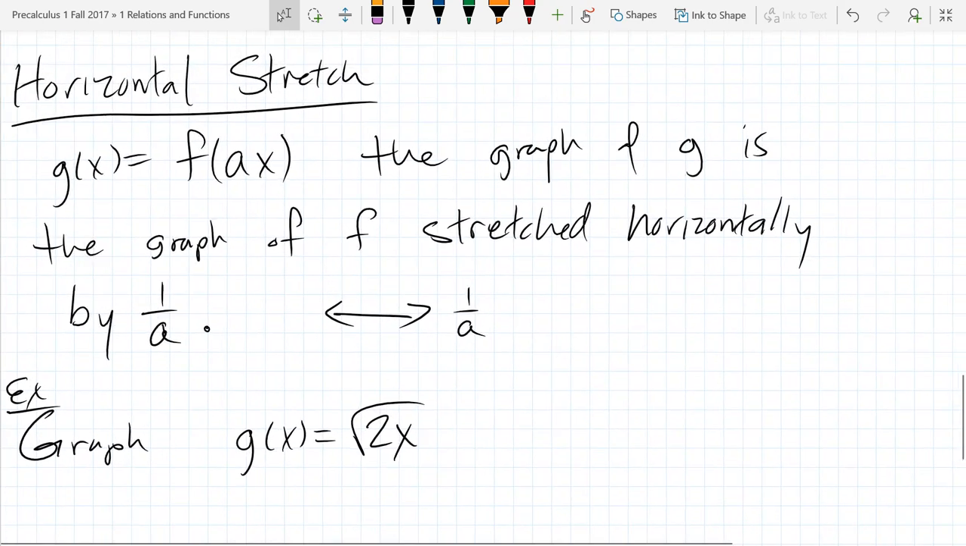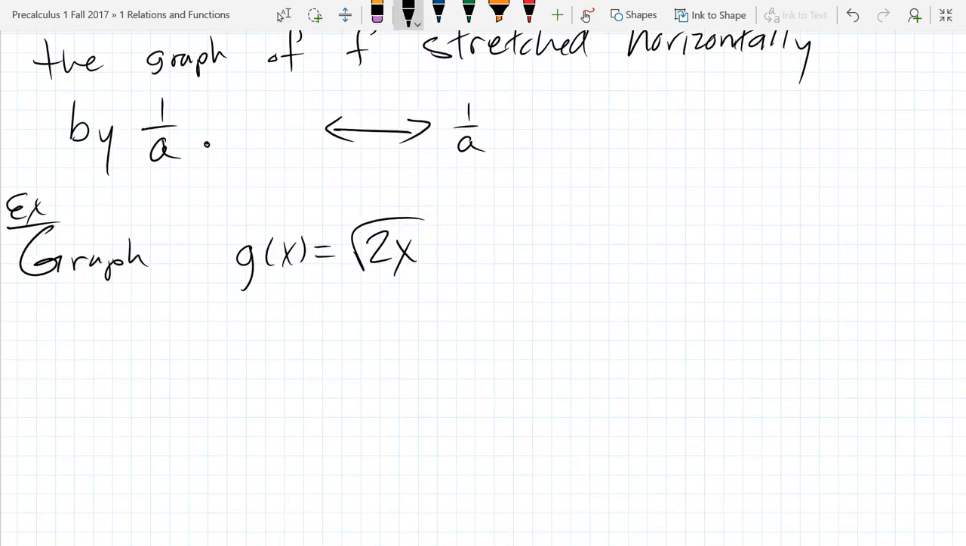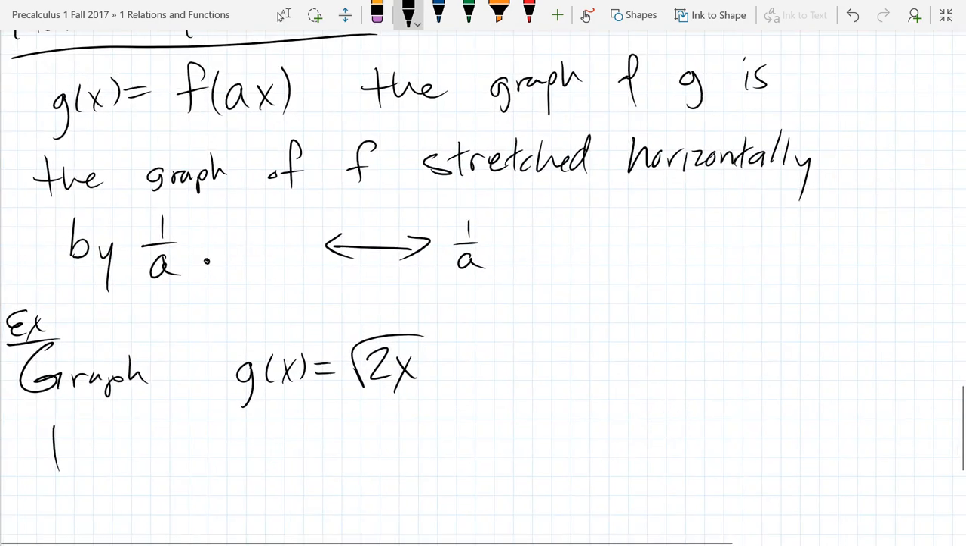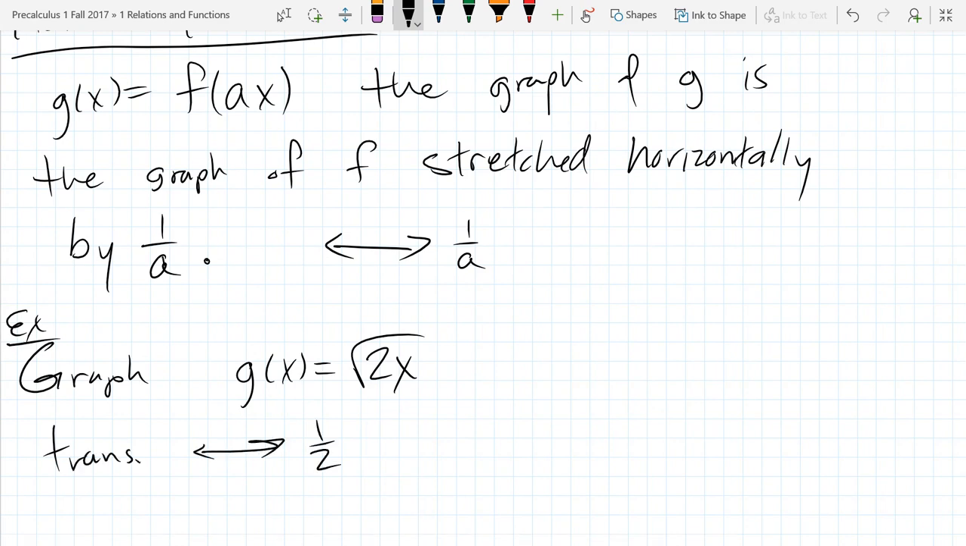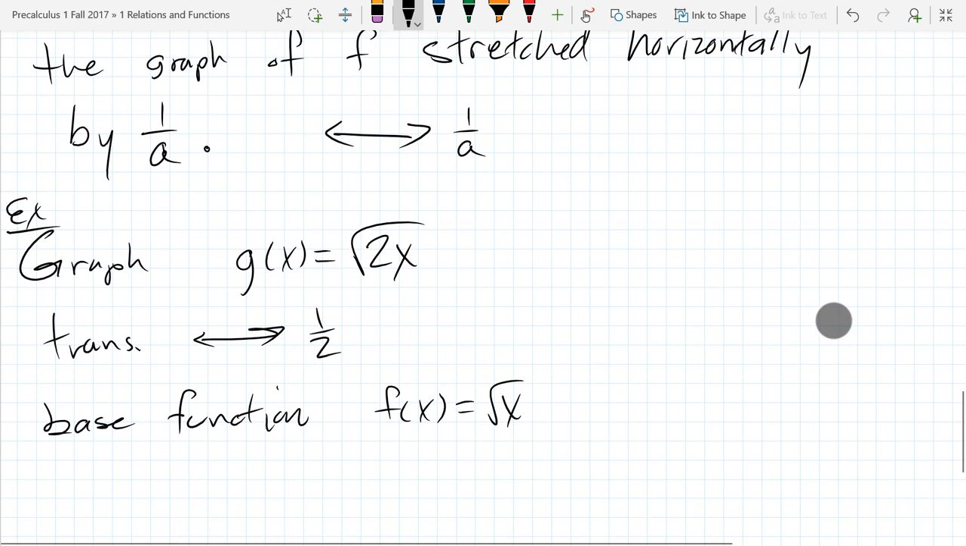So multiplying by 2 is that horizontal stretch, except it's not going to act like multiply by 2. It's going to act like multiply by 1/2. So it's going to get half as wide as the original. So our transformation, we're going to take our x-coordinates and make them all half as big as the original graph. And our base function, if you cover up the 2, all you have is a square root x function.